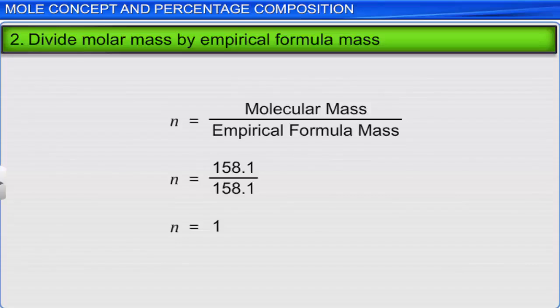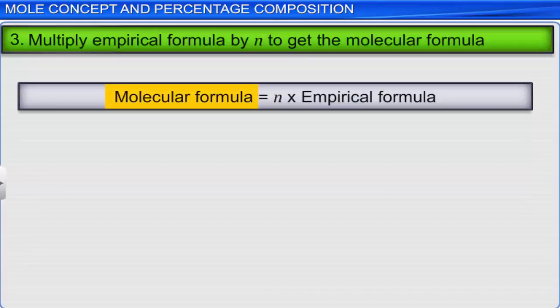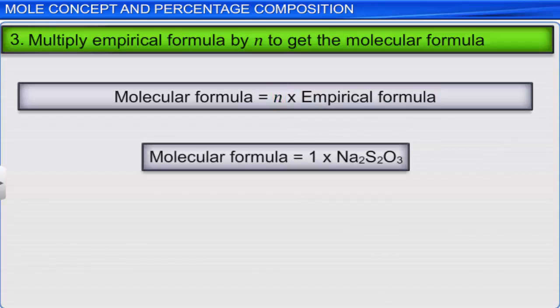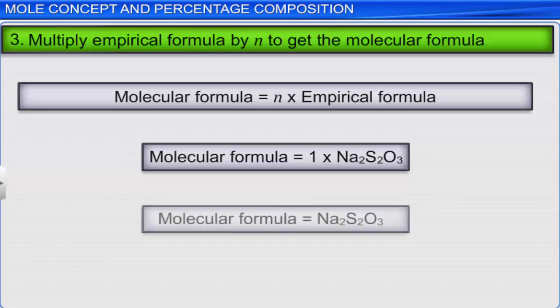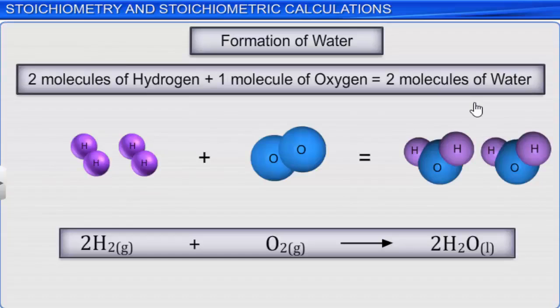Then, the molecular formula of a compound can be determined by multiplying the empirical formula of the compound by N. In this case, the molecular formula will be the same as the empirical formula. That is, Na2S2O3.